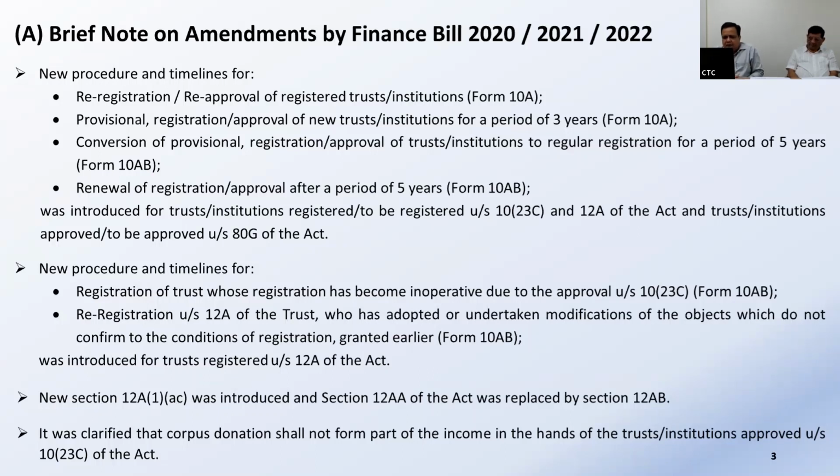Now, what are the other amendments which have been brought? It was clarified that corpus donation shall not form part of the income in the hands of the trust institutions approved under section 10(23C) of the Act. Now, why was this amendment brought? Because earlier, corpus income treatment in the hands of the trust was not specified for 10(23C) organizations. This was only specified for 12A organizations. So that is why this ambiguity was removed by this amendment.